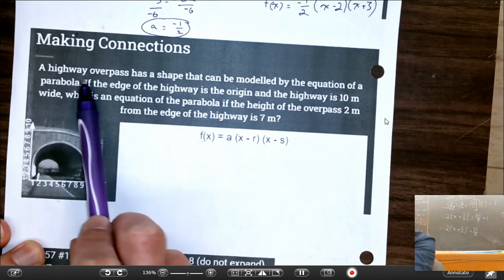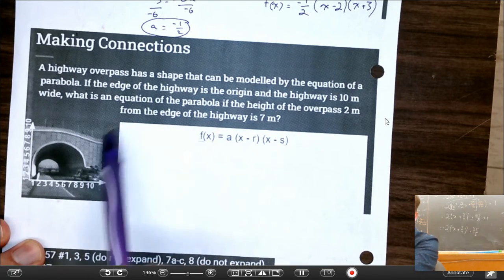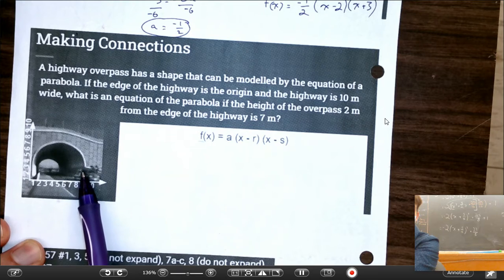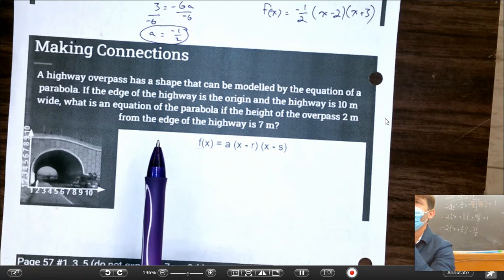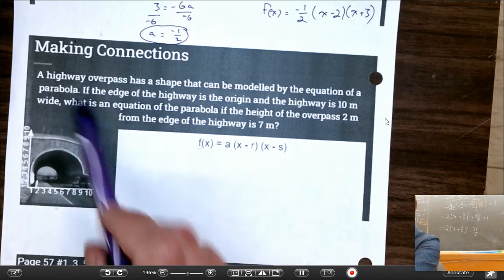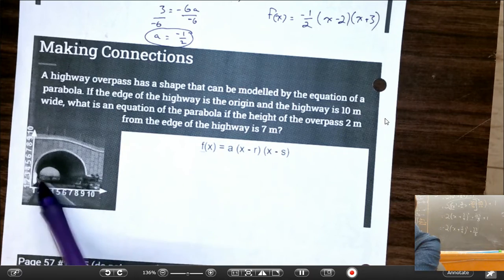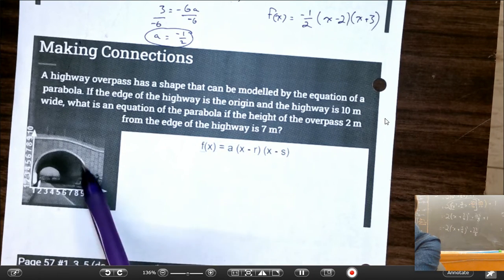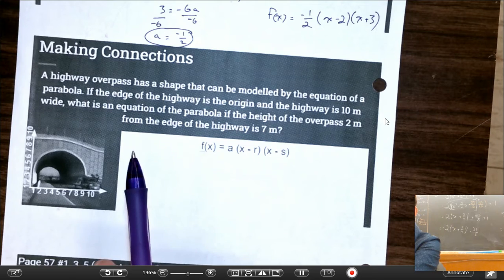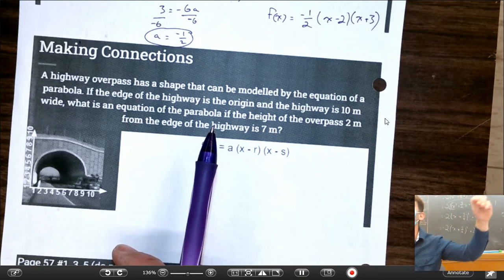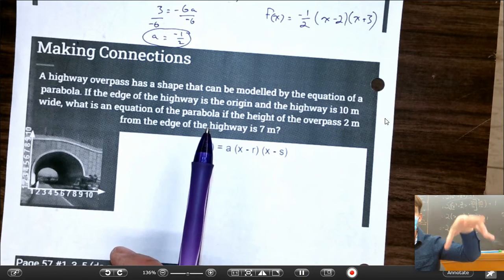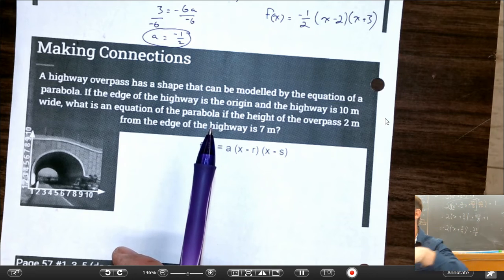Making connections. So we're going to now solve this type of problem. We have a highway overpass. It has a shape that's a parabola. Parabolas show up a lot in architecture. They're a very efficient way to distribute vertical load and to have a span over an area. It's more efficient than a semicircle. It distributes the load much better. So architects like them, bridge designers like them. They will often use parabolic arches to create heavy things that have an open space.